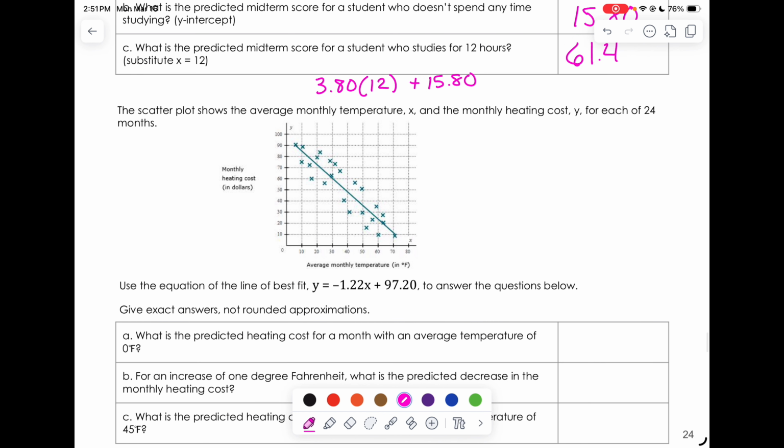Next up, the scatter plot shows the average monthly temperature x and the monthly heating cost y for each of the 24 months. So again, this makes sense. As it gets hotter outside, so as your monthly temperature increases, the amount of money that you spend on heating is going to go down, because if it's hotter outside, if it's 80 degrees outside, you're not going to be running your heater.